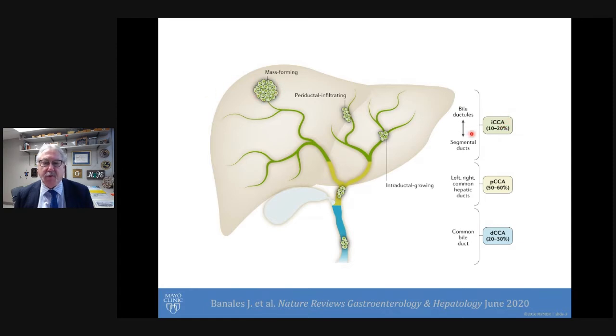To refresh everybody's memory, there are three anatomic subtypes of cholangiocarcinoma: intrahepatic, which occurs in the hepatic parenchyma, abbreviated ICCA; perihilar, which occurs at the union of the right and left bile ducts to form the common hepatic duct, which is above the common bile duct; and then distal cholangiocarcinoma, which occurs in the distal part of the common bile duct.